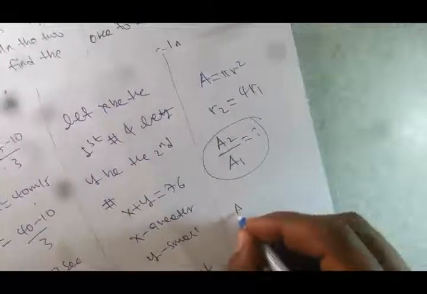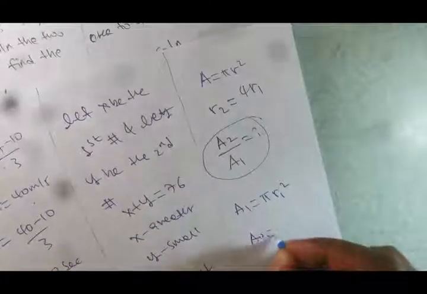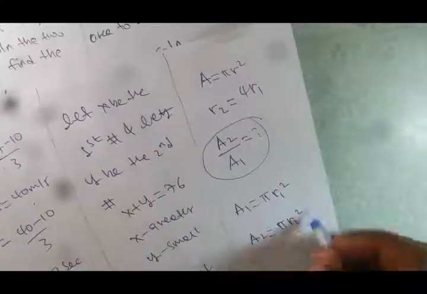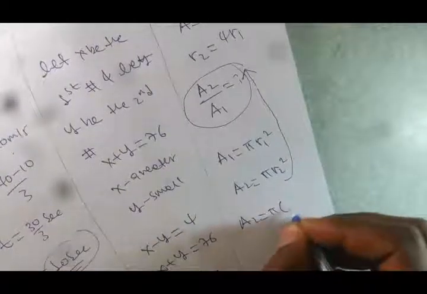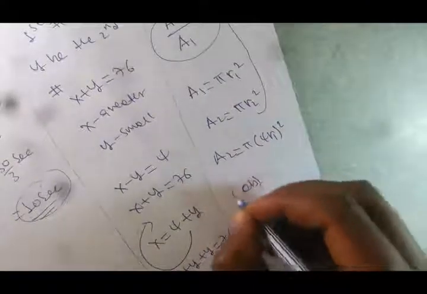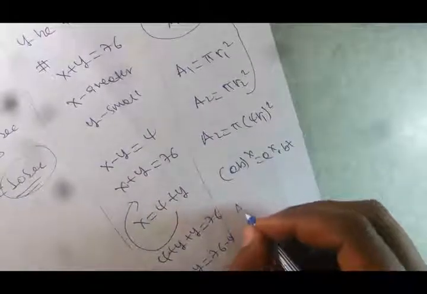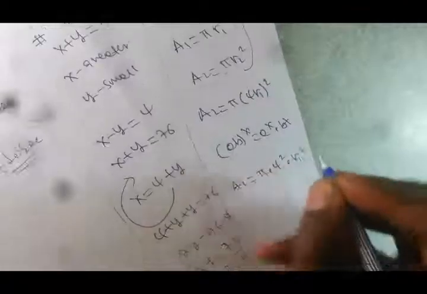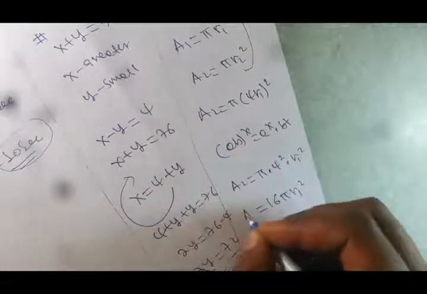And we know that a1 can be calculated as pi r1 square and a2 is calculated as pi r2 square. And r2 is already given as 4 times r1. Therefore, a2 is equal to pi times 4 times r1 the whole square. And we know that ab raised to x is equal to a raised to x times b raised to x. Therefore, a2 is equal to pi times 4 square times r1 square. This is equal to 16 pi r1 square, which is a2.